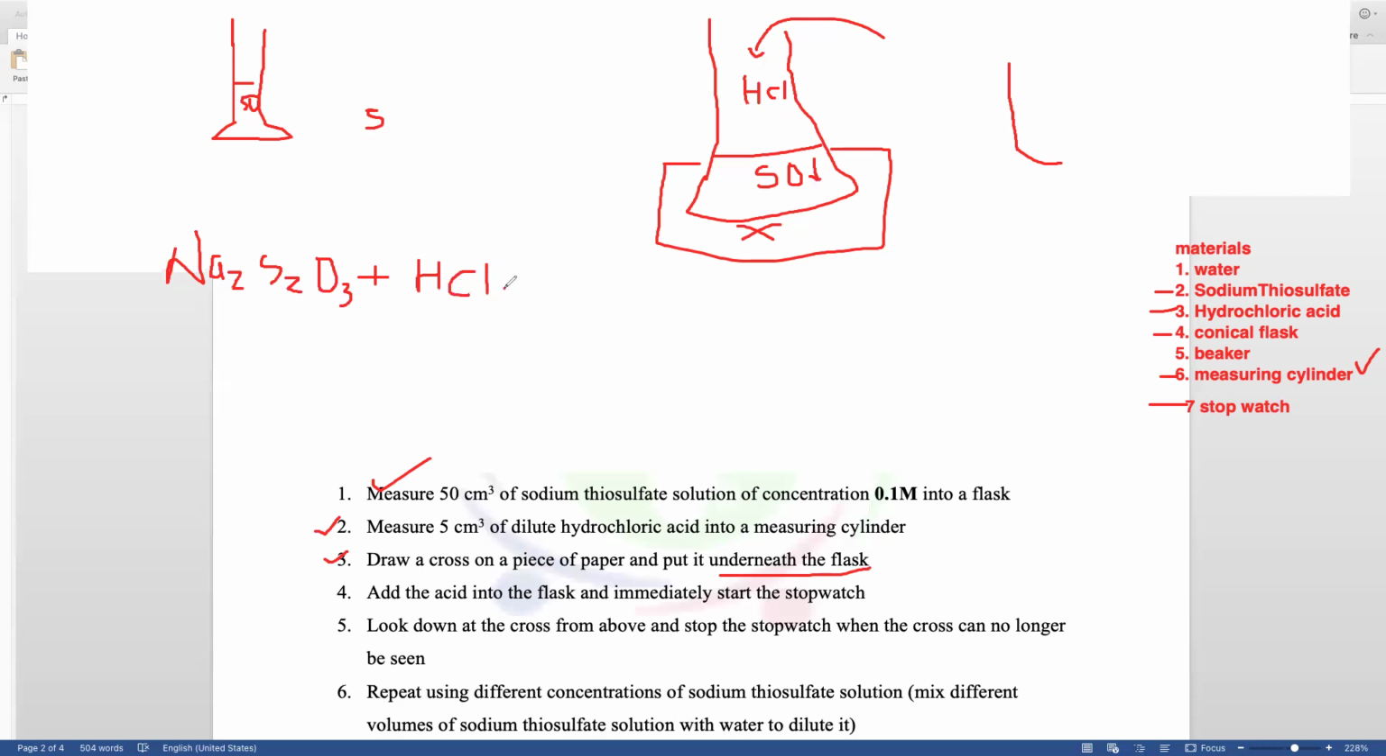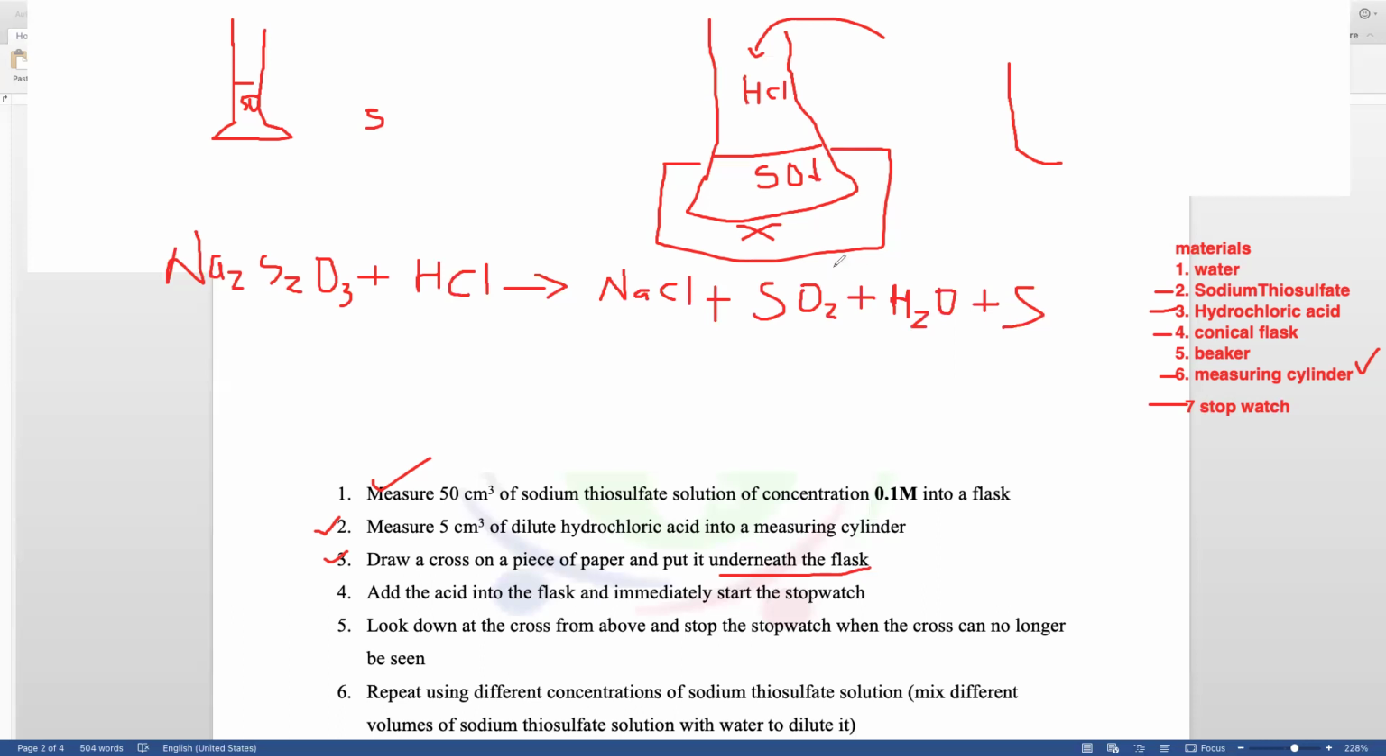We're going to form sodium chloride, and the balancing you can do yourself. Sodium chloride plus sulfur dioxide plus water plus sulfur solid. So these are a series of products that we're forming.